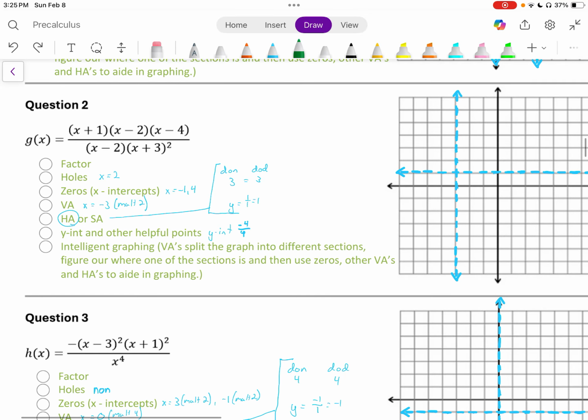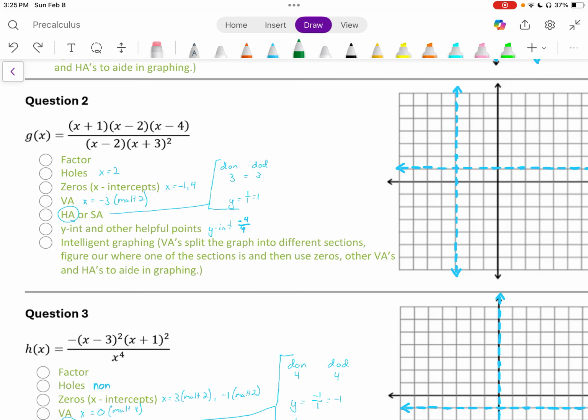Moving on to question 2. Already factored for us. Holes. We want to see where this cancels, so x values that make canceled factors equal 0. x minus 2 cancels with x minus 2. So there's a hole at x equals 2. So at x equals 2, I'm going to come to the very bottom and put a circle here to remind me that there's going to be a hole in our graph.